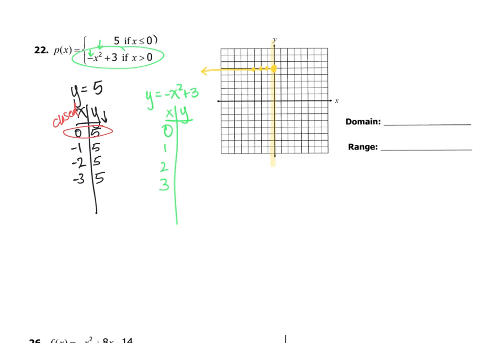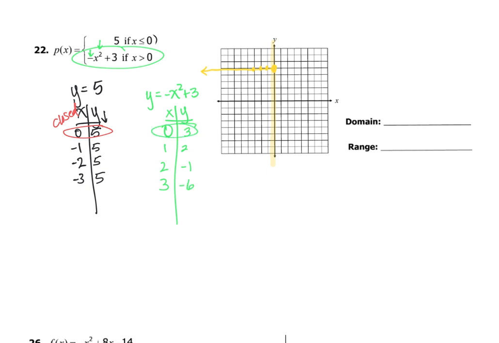Okay, if I'm looking at my table of values and I plugged in 0, well, negative 0 squared plus 3 is going to be positive 3. If I plug in 1, I have 1 squared is 1 times negative 1 is negative 1 plus 3 is 2. When we plug in 2, we're going to get negative 1, and we plug in 3, we have 3 squared is 9, becomes negative 9 plus 3, which is going to be negative 6.